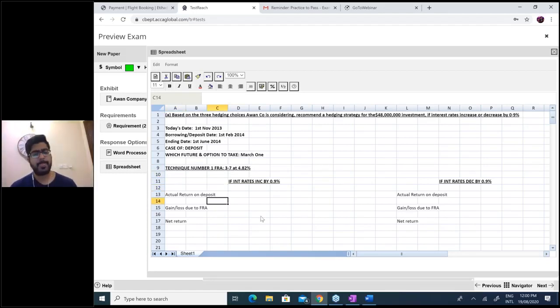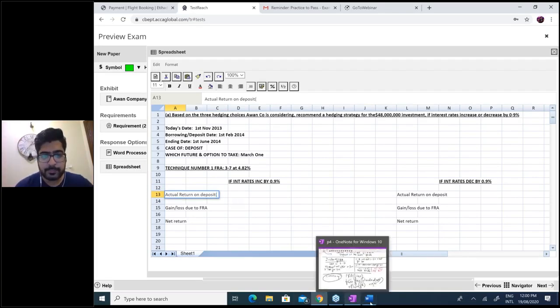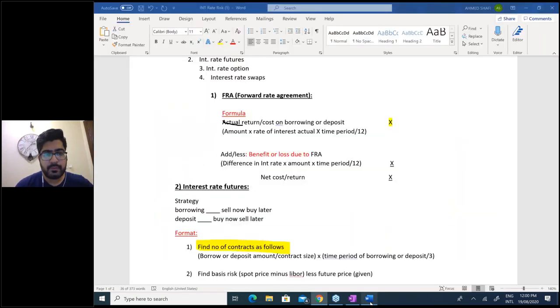You have to show the FRA. If interest rates increase or decrease by 0.9, you need to show return on deposit or cost of borrowing, gain or loss due to FRA, net return or cost. Let's start. Actual return on deposit. It's very easy. I've told you the formula as well. The formula of actual return on deposit is amount into actual rate of interest into time period over 12.